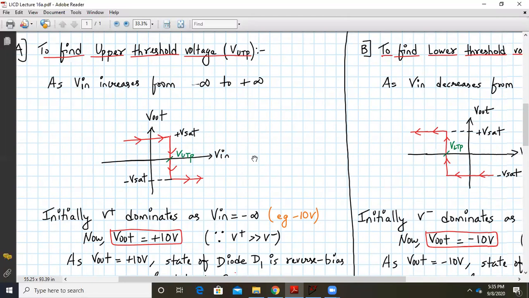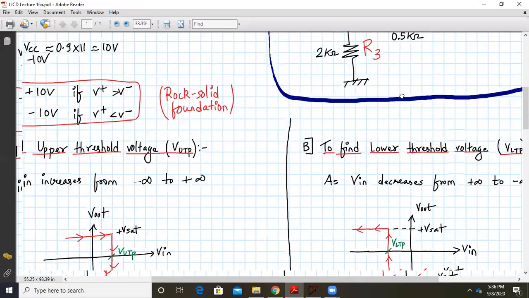Knowing that this will be the hysteresis curve for my upper threshold point, that means if Vin is less than VUTP, the output will be at plus VSAT, that is plus 10, and when Vin is greater than VUTP, the output will be at minus 10 or minus VSAT. That's what we are assuming over here.